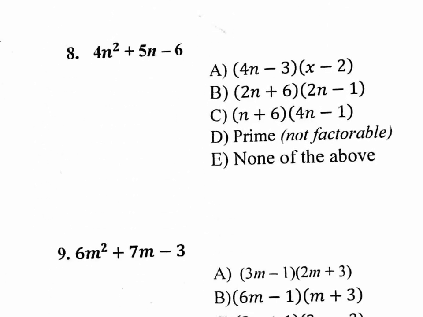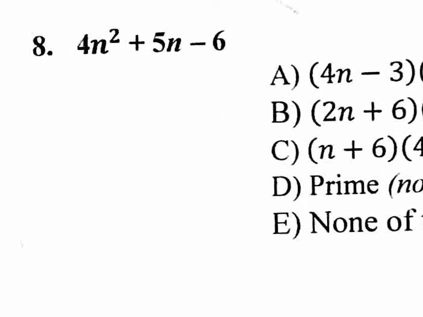Jumping to number 8. Now number 8, I wish I could set this up, n right there and n right there, but I can't, because n times n is not 4n squared. So I cannot set this up. I need to go with a multi-step method, right?